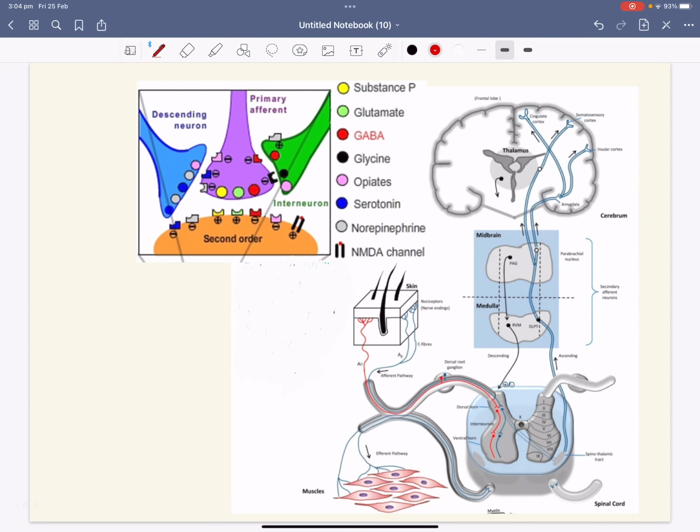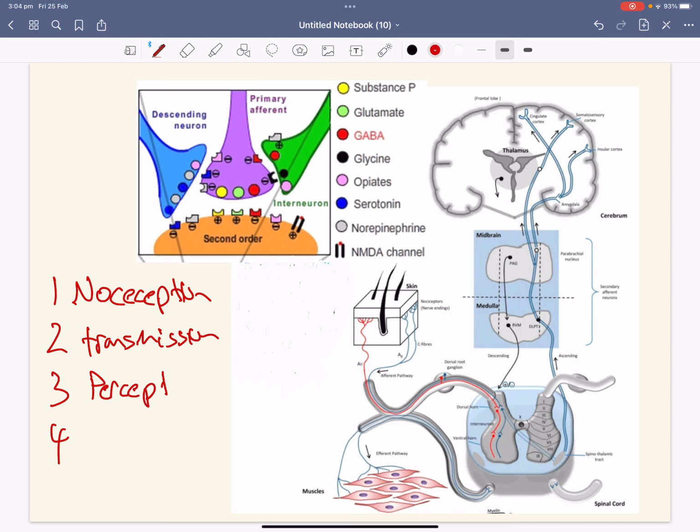So this is a busy slide, but I'll walk you through it. So to start with, you've looked at Yun's lecture, and she's done the 4 main steps for the pain pathway. We know that we have nociception. We know that we have transmission. We know that we have perception. And we know we have modulation. Now I'll quickly walk you through this, and then we'll show you how the drugs work.